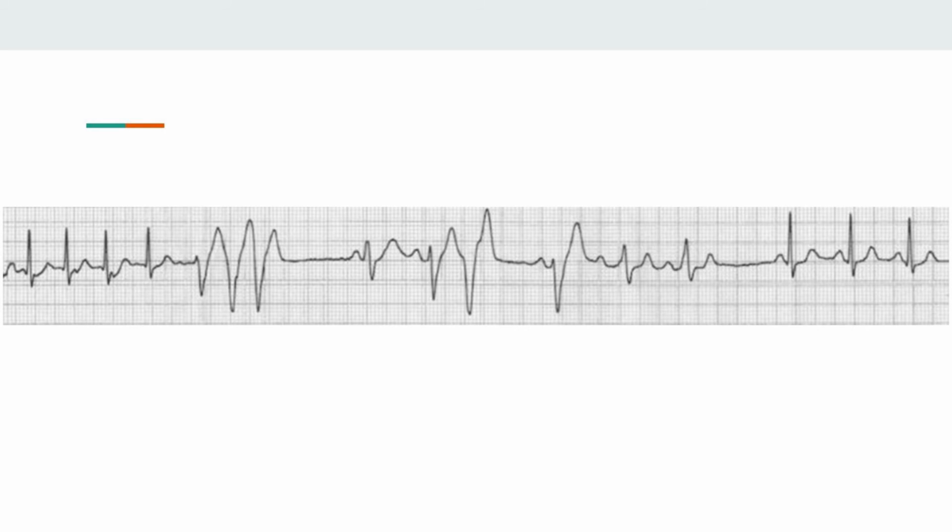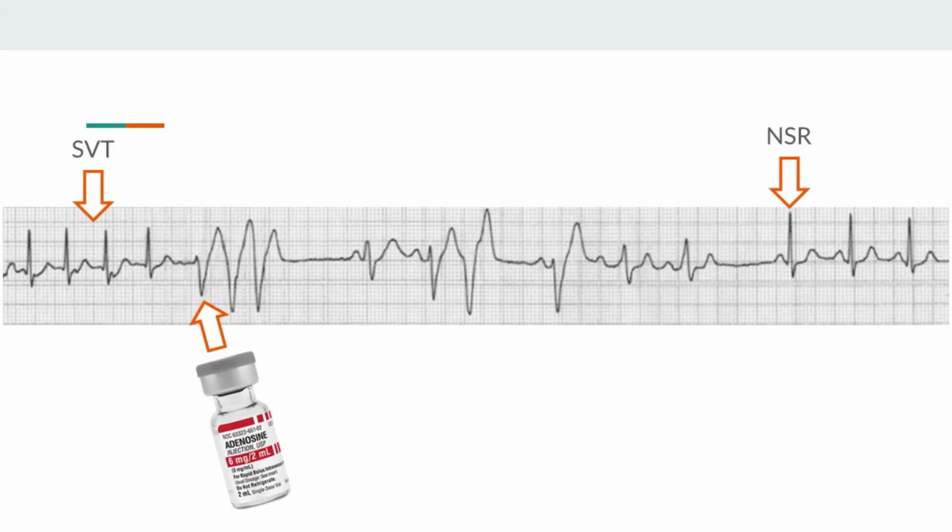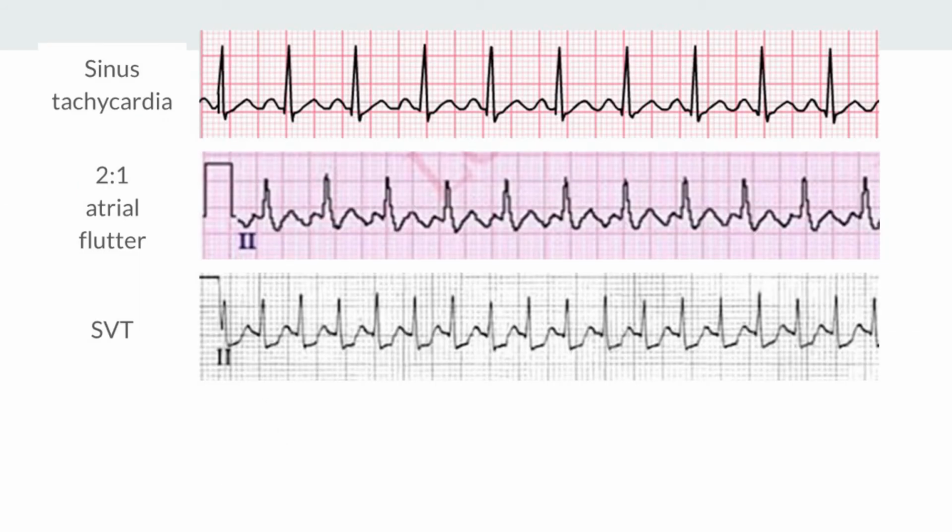Last one for now. In this example, we're able to see SVT get converted with adenosine into normal sinus rhythm. So hopefully that helped in being able to recognize the subtle differences between sinus tachycardia, atrial flutter, and SVT.